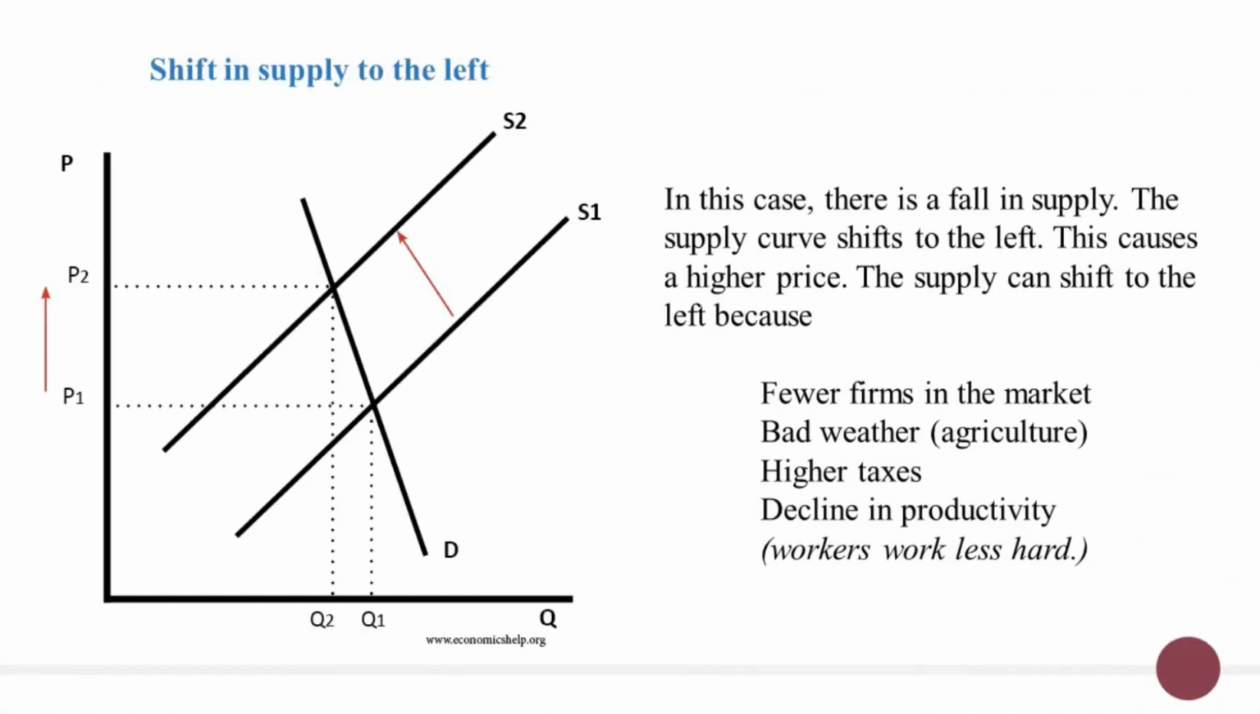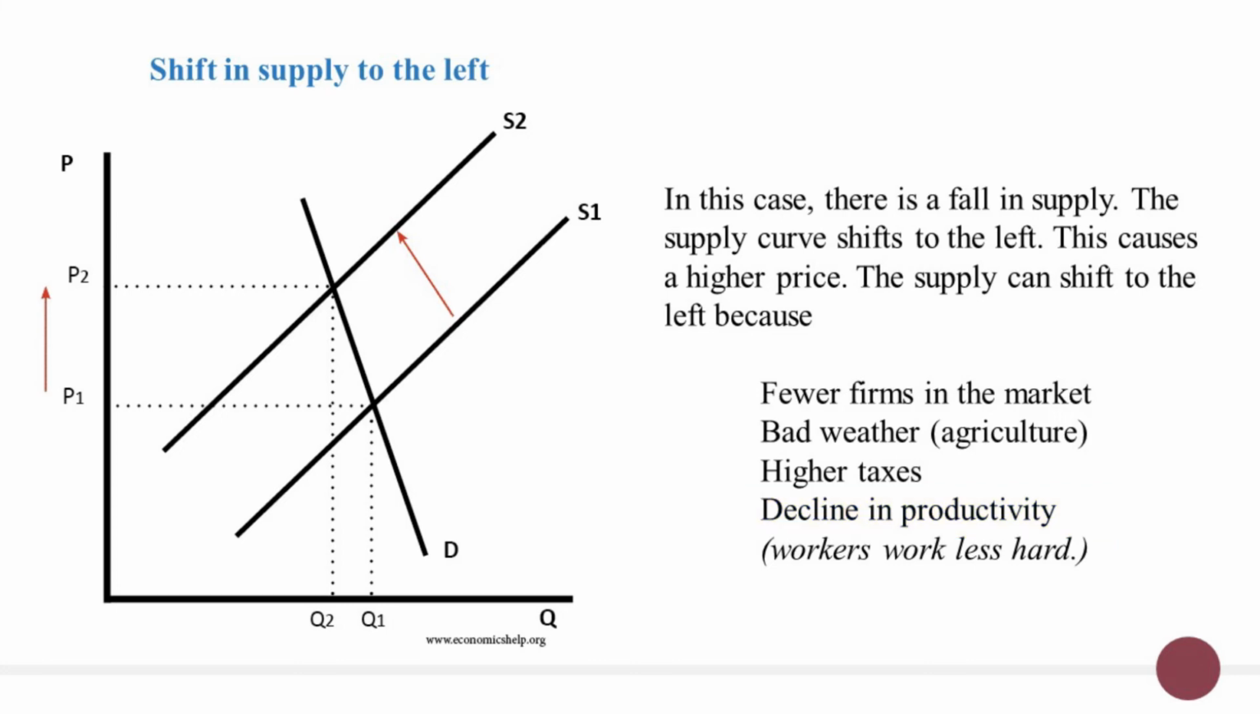Let us turn our attention to the supply curve before you. We will be examining the shift in supply to the left, meaning an upward shift. In this case, there is a fall in supply. The supply curve shifts to the left or shifts up. This causes a higher price. The supply can shift to the left because: 1. Fewer firms in the market. 2. Bad weather, resulting in agricultural shortages. 3. Higher taxes. And 4. Decline in productivity, among other things.